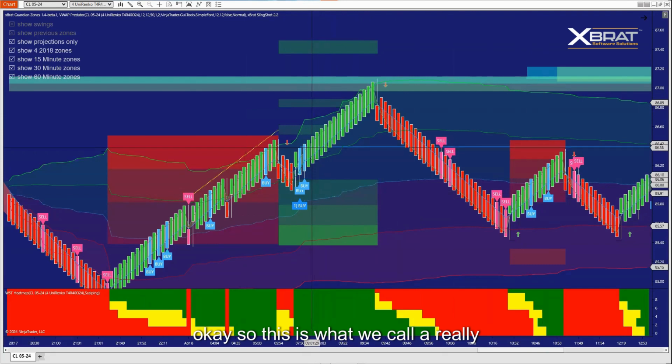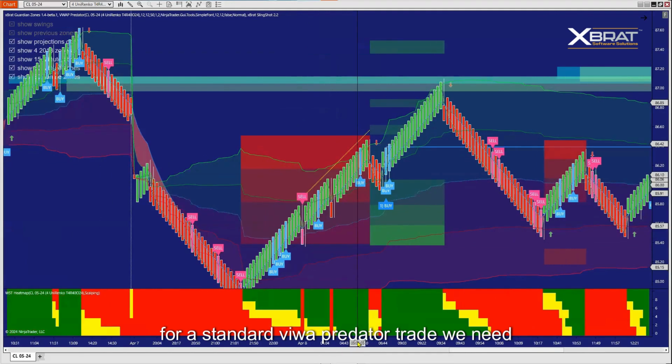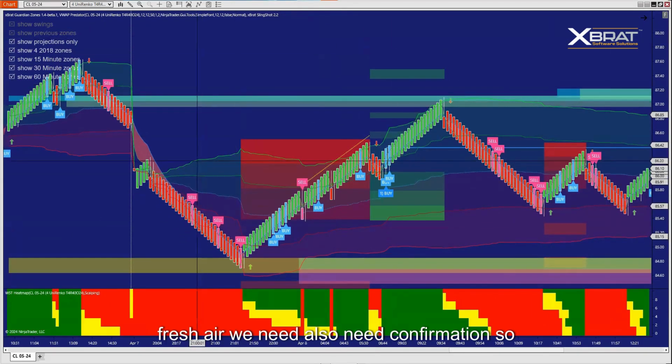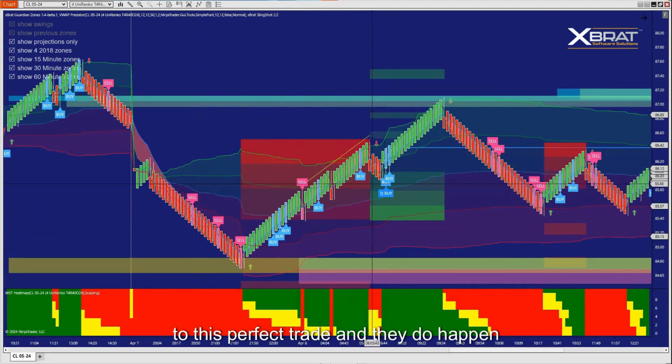Okay. So this is what we call a really great trade. For a standard VWAP Predator trade, we need fresh air. We also need confirmation. So prior to this perfect trade, and they do happen, and we're going to go back and have a look at some more, we get this move down.